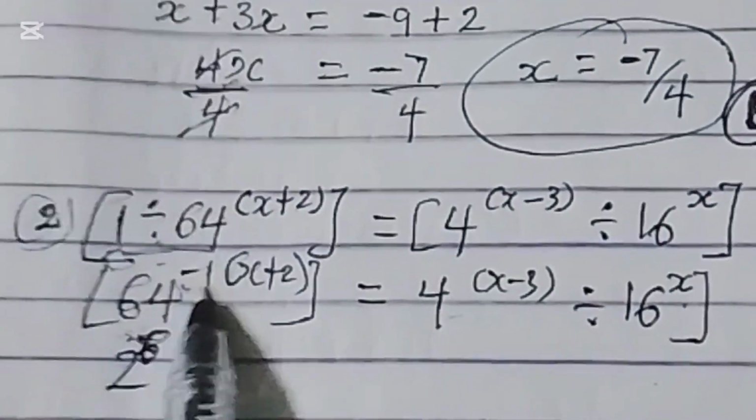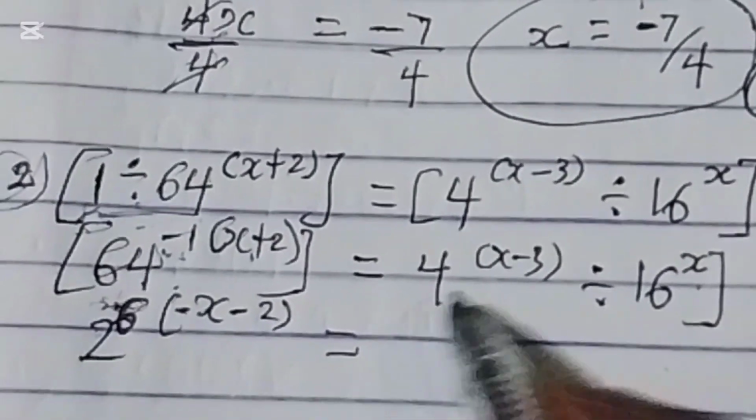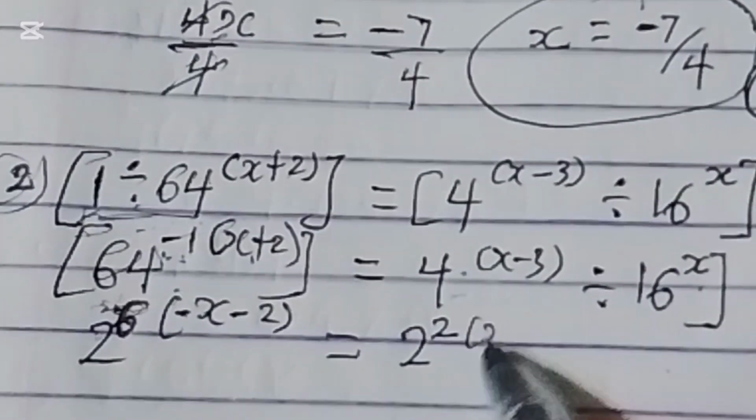Then multiplied by this. Or you can break the bracket to make it easier. If you break this bracket, minus 1 times x will give you minus x, and minus 1 times 2 will give you minus 2. Then you can make 4 to be 2 raised to the power 2, because 2 times 2 is 4. So 2 raised to the power 2, then x minus 3.